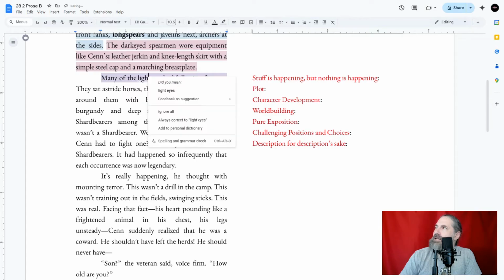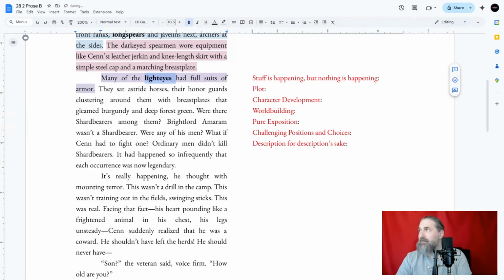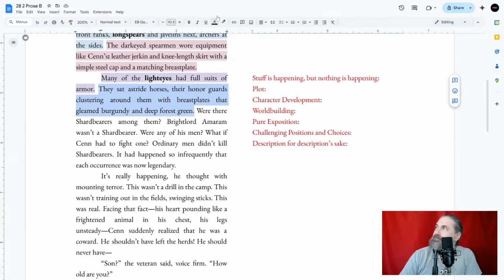Many of the light eyes. Oh, this becomes world building. Many of the light eyes had full suits of armor. Whoa. All right, so that's world building. It could also be character development, but we have to see if this passage is still Sen's POV. But anyway, they sat astride horses, their honor guards clustering around them.